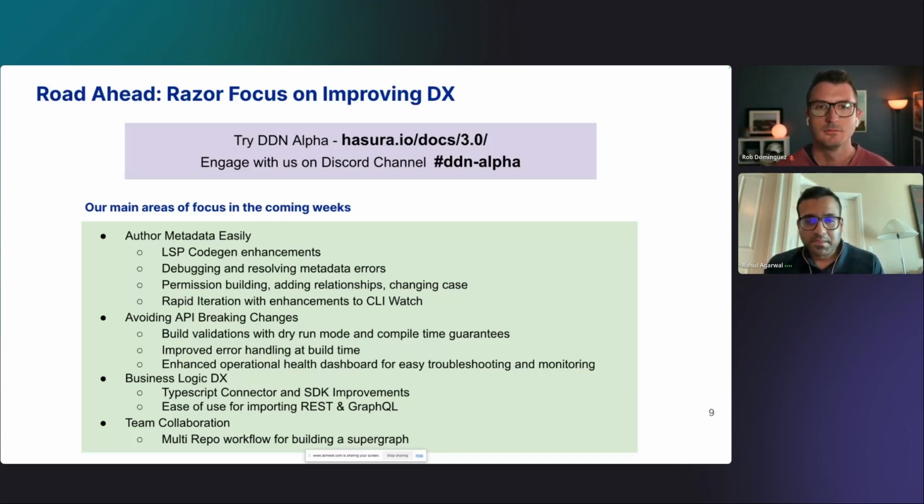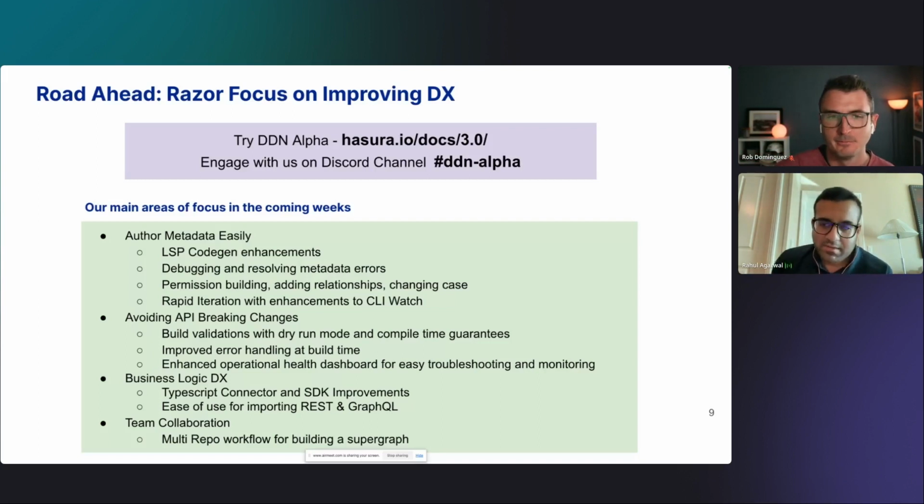Any questions? But what we really need your help and partnership with is to help us get the DX in the right place. So some of the things which our team will be, as I mentioned, razor focused on in the weeks to come would be to help improve the DX on these 4 different categories. So try the product out, let us know, keep us honest wherever you feel anything can be improved, especially on the author metadata easily part where, as Tanmai mentioned, we are coming out with more LSP enhancements around code generation, autocomplete, things like that.